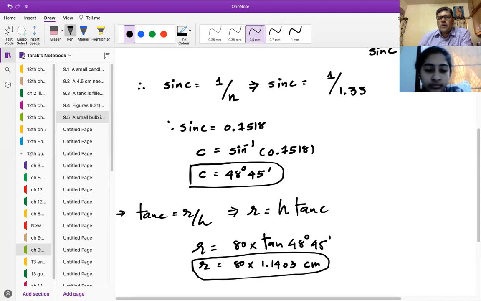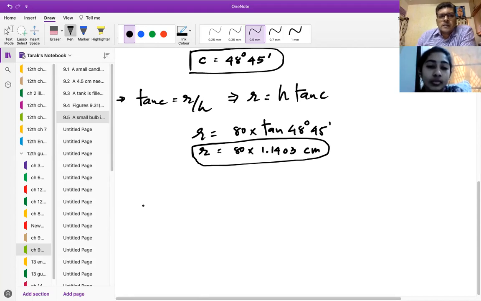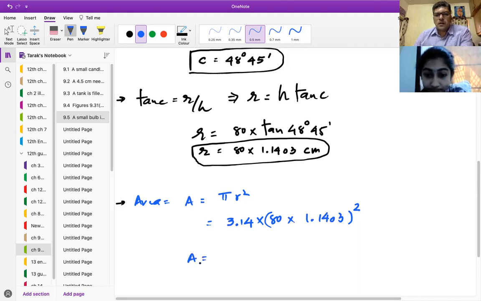We have to find the area. So area A equals pi r squared. 3.14 into 80 into 1.1403, the whole squared. So let me calculate.